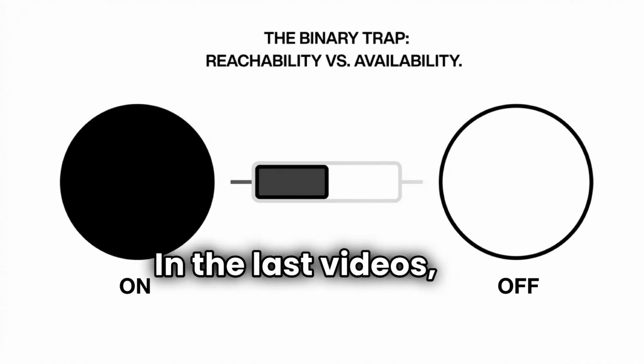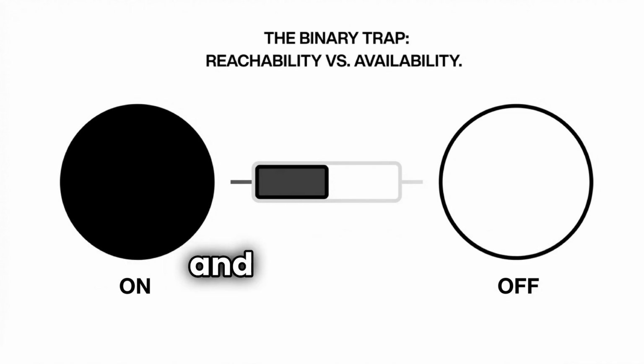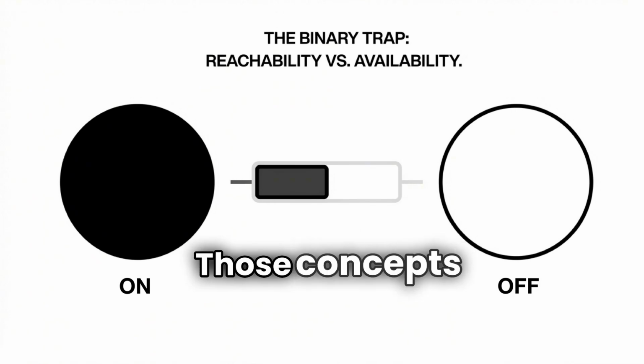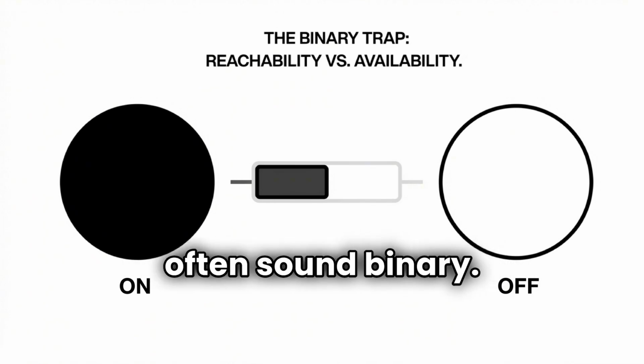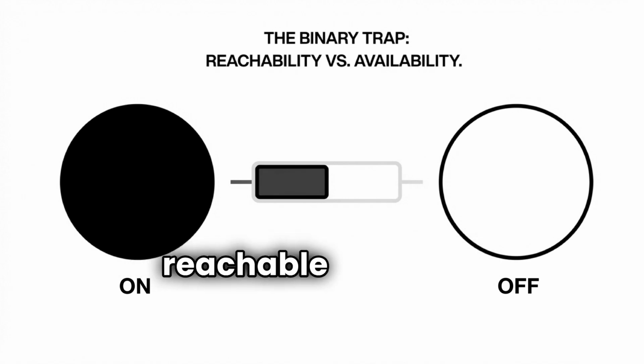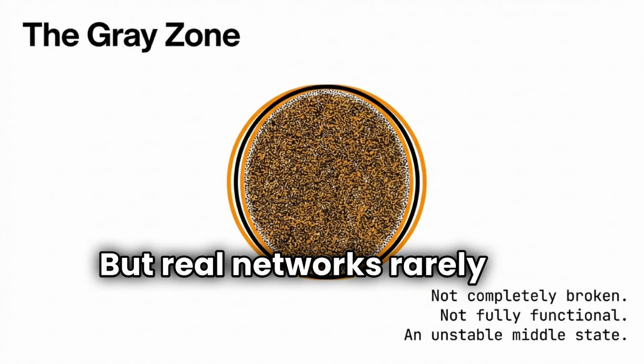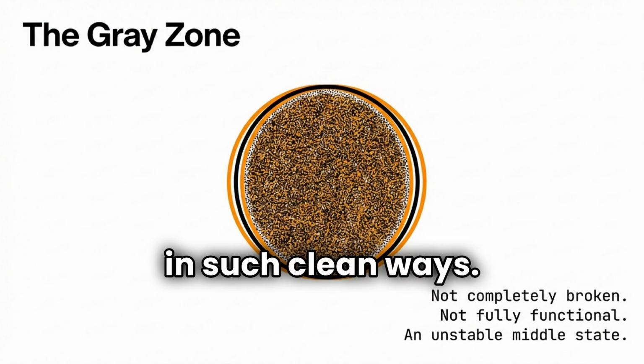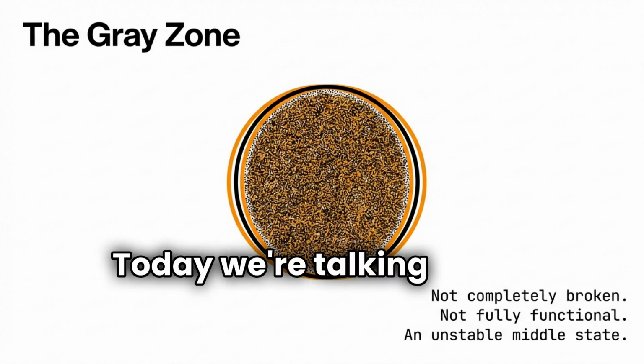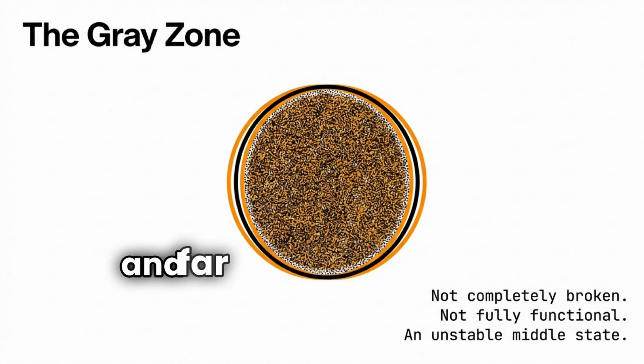In the last videos, we talked about reachability and availability. Those concepts often sound binary. Either an endpoint is reachable or it isn't. Either it's available or it's not. But real networks rarely fail in such clean ways. Today, we're talking about something far more common and far more dangerous.